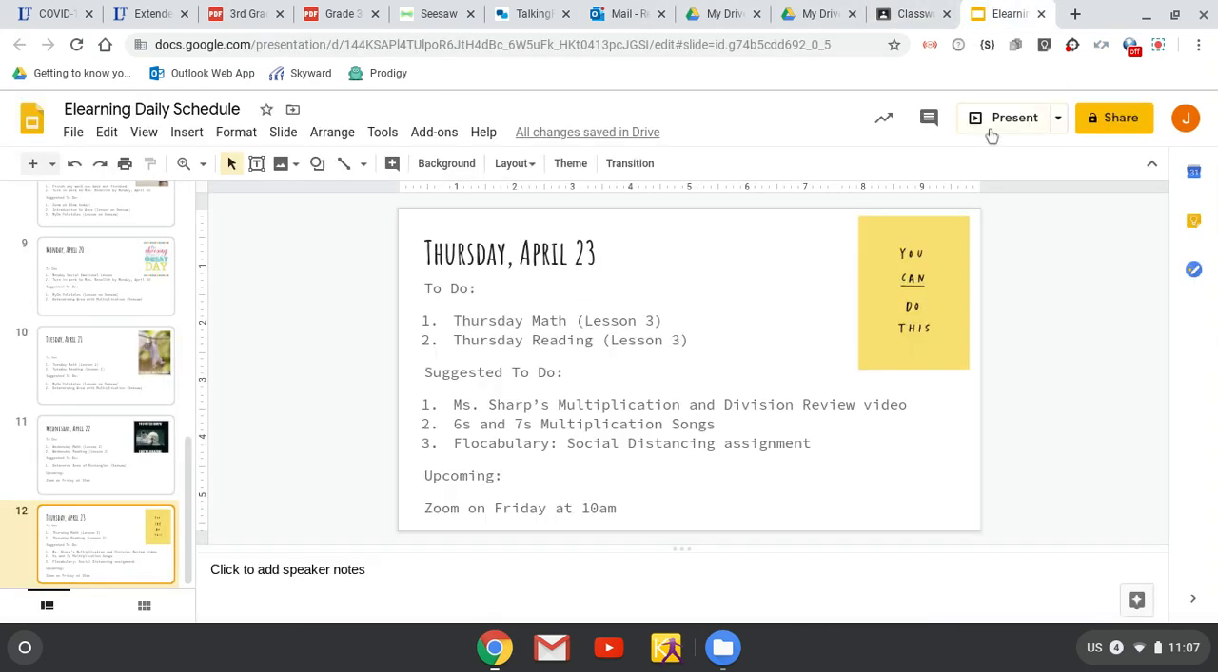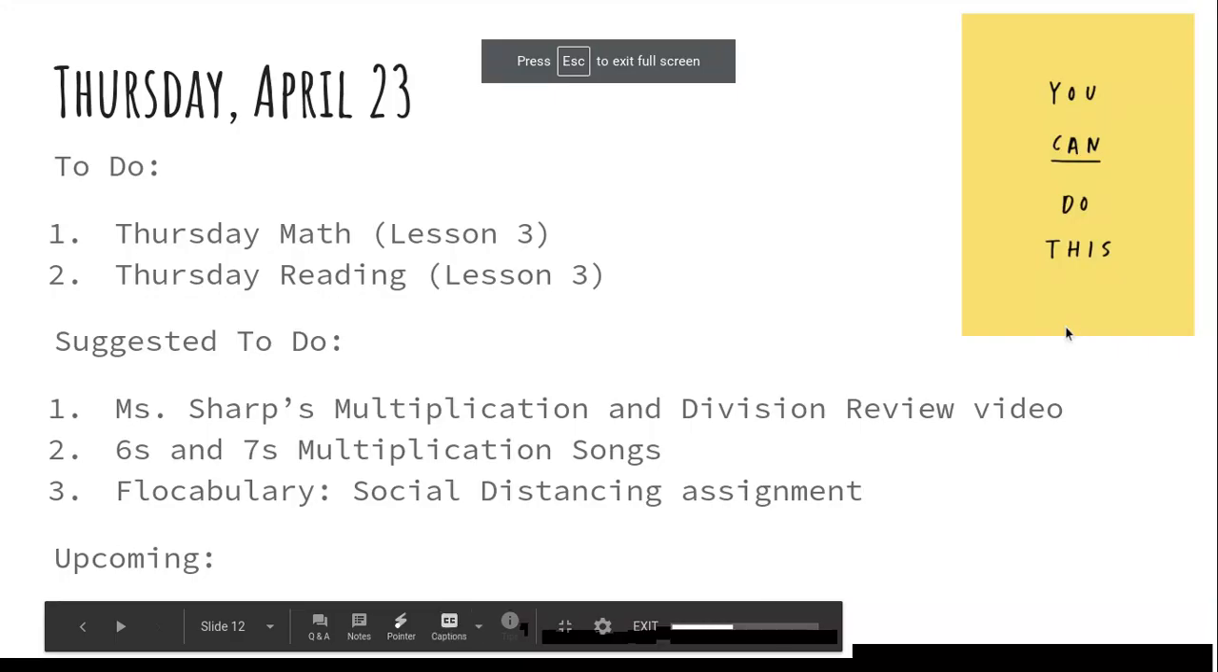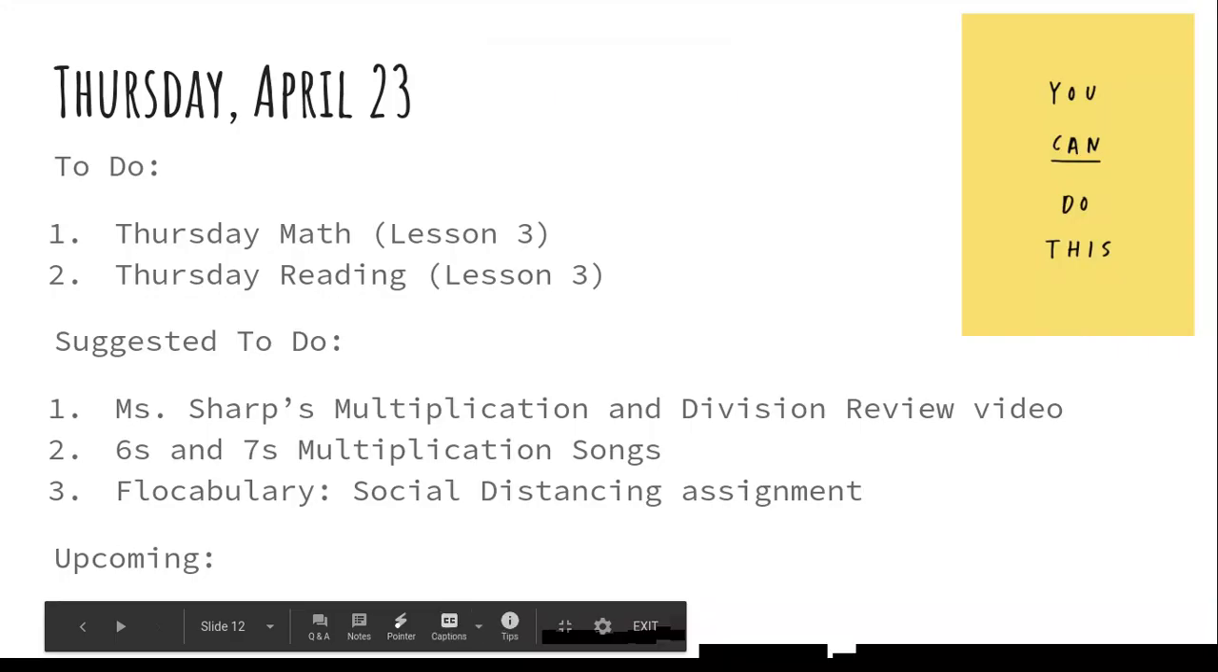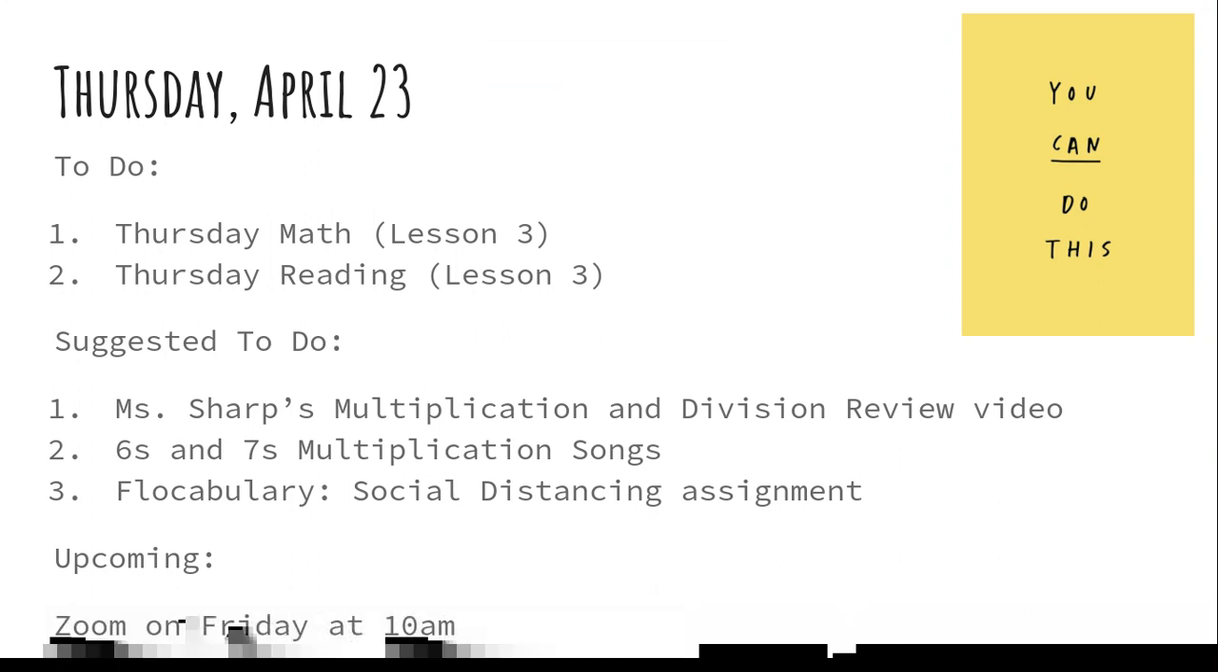The last suggestion I have for you is a vocabulary assignment. I did assign it to you, so when you go into Clever, click on vocabulary and then find your assignments. This one is called social distancing. On your social distancing vocabulary, I've assigned all of the tasks to you. You can do the vocabulary game. You can do the lyric lab. You can do the quiz. There's lots of things there for you to practice as we learn about this new idea called social distancing.